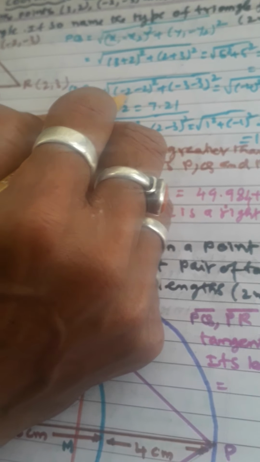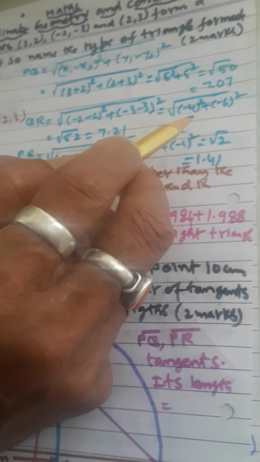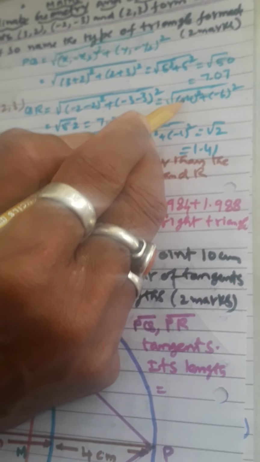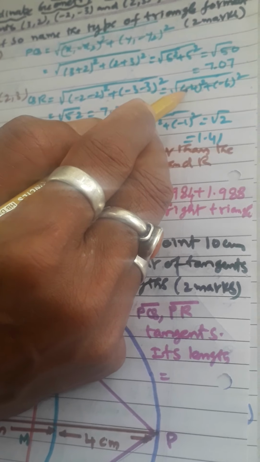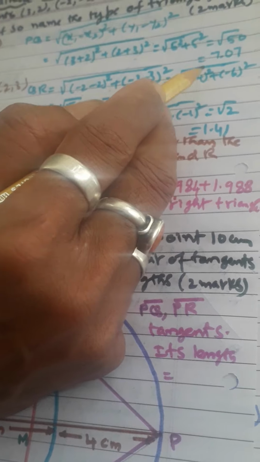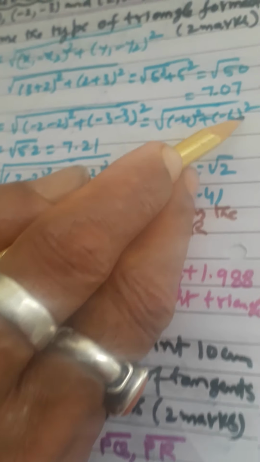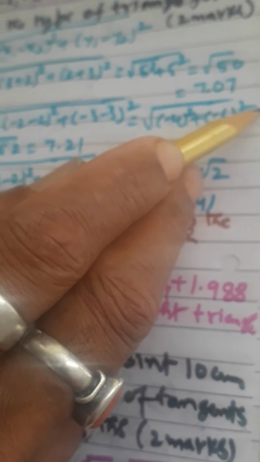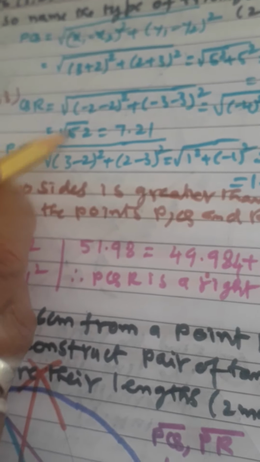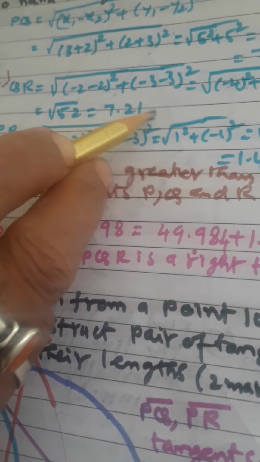So -2 and -2 adding you will get -4 whole square. Then -3 and -3 adding you will get -6 whole square. Whole square means you are multiplying minus by minus twice, so that will become plus. Then you will get 16, and 6 square you will get as 36. 36 and 16 you add, then you will get square root of 52. If you simplify this, you will get 7.21.